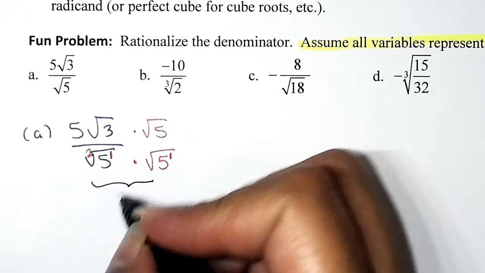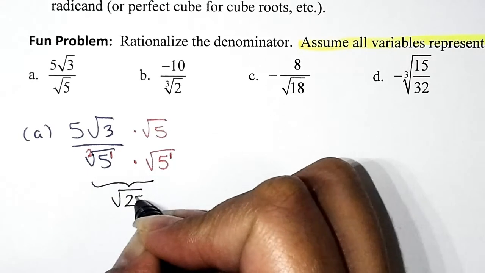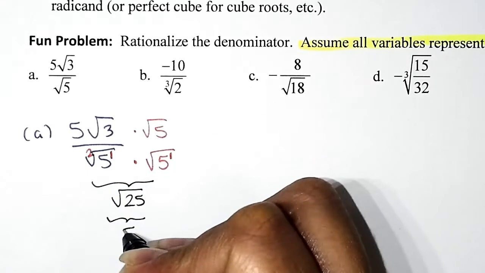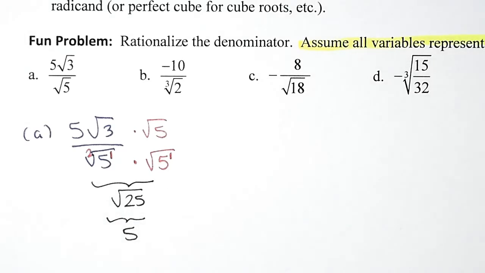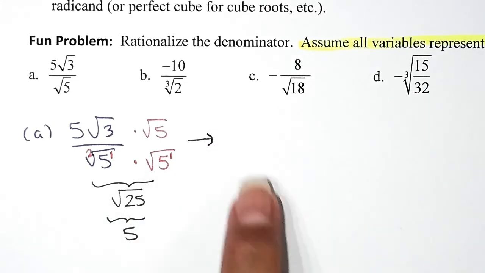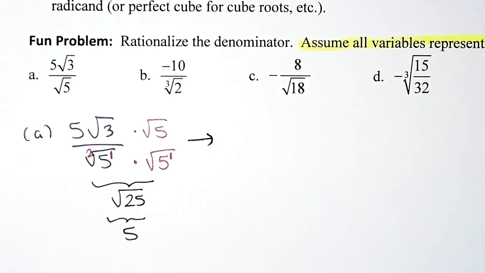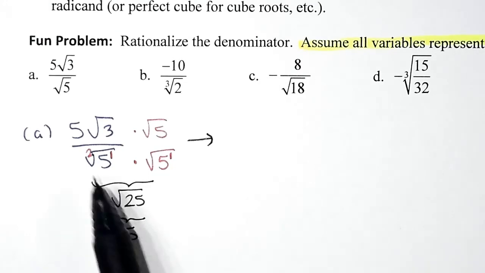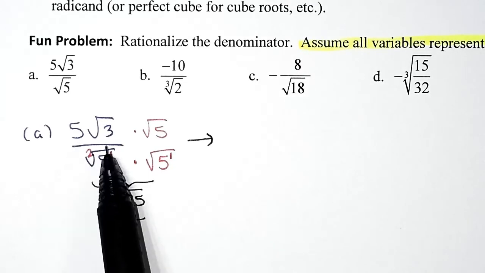5 times 5 will give us 25, and the square root of 25 will give us 5. Okay, so we have rationalized the denominator. I'm not a big fan of writing across, but in this case I am going to. I'm going to refrain from the equal sign because I don't want to have so many equal signs in one line.